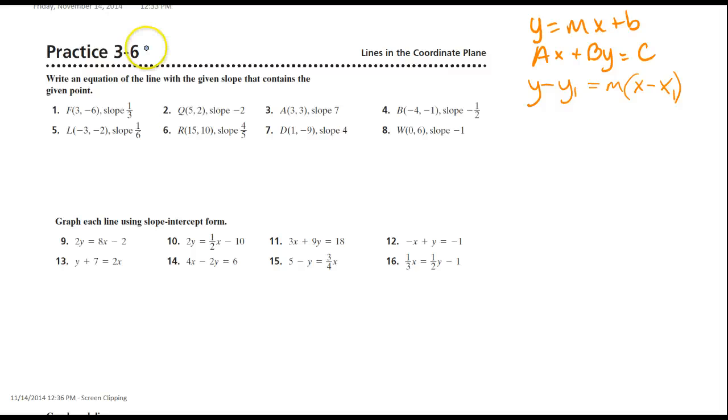Time to do practice 3-6. We're talking about lines in the coordinate plane and the equations of the lines. There are three styles that we can choose. We have slope-intercept form, we have standard form, and we have point-slope form. All of these answers should come out as point-slope form when we're done. That's how I want you to write them.